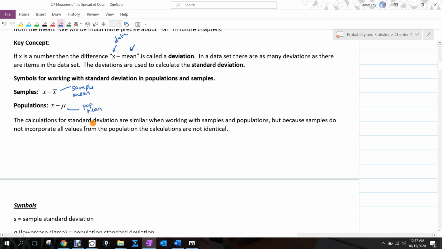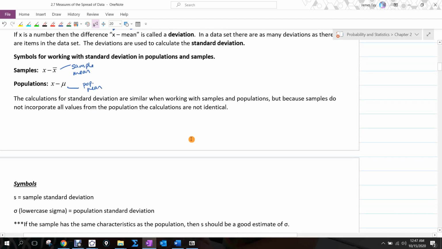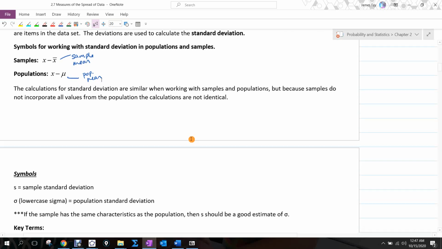The calculations for standard deviation are similar when working with samples and populations, but because samples do not incorporate all values from the population, the calculations are not identical. I'm not going to get into it, because it's a much higher level of mathematics and statistical understanding to delve into the creation of these formulas and why they vary a little bit.